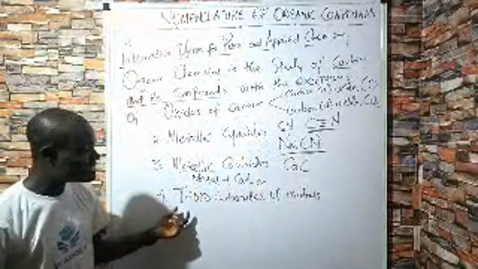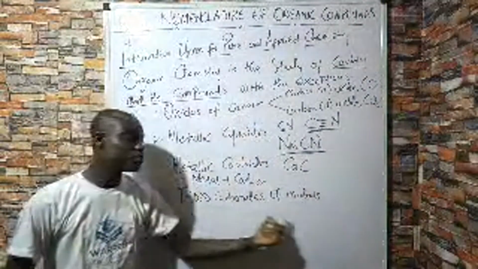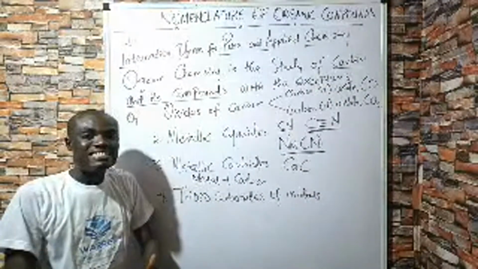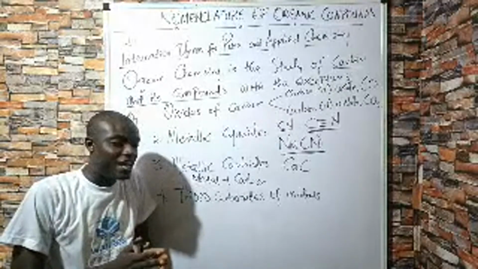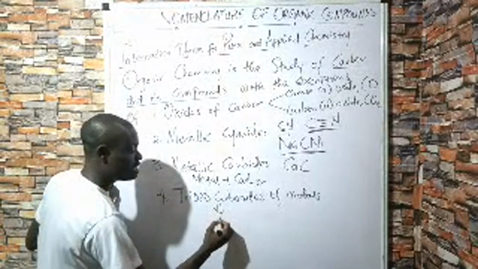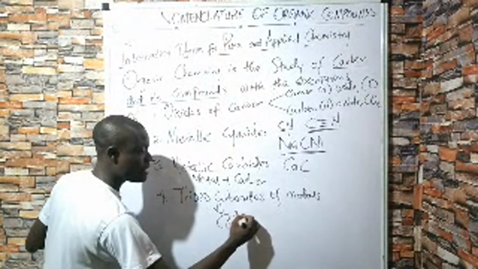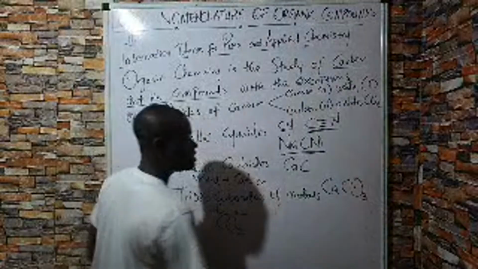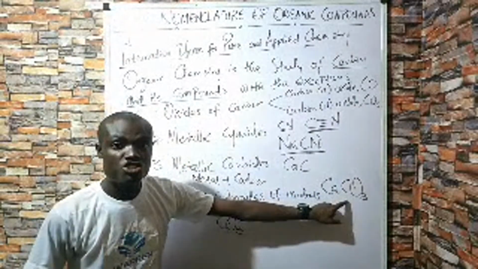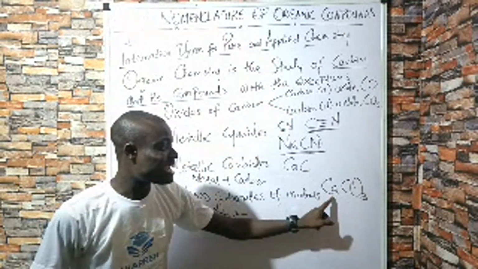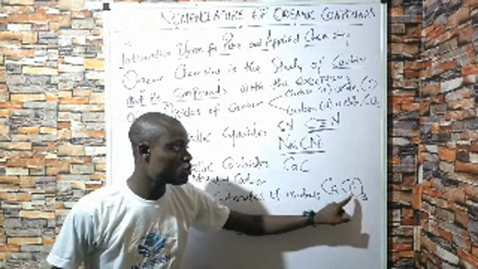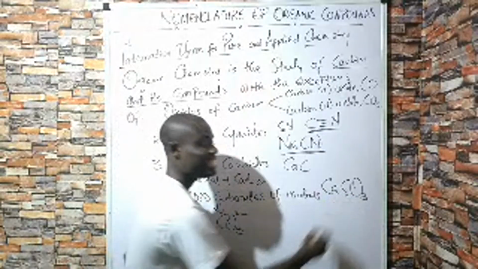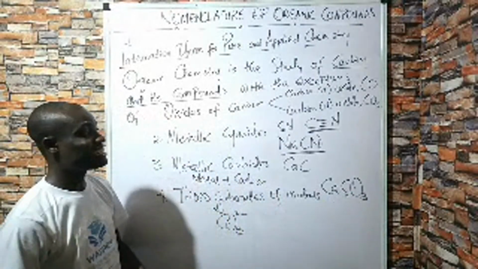Also, the last exceptions we have are what we call the trioxocarbonate of metal. Trioxocarbonates of metals are just metals attached to the trioxocarbonate(IV) ion, and the trioxocarbonate(IV) ion is CO3 2-. So in a case where we have CaCO3, this is a metal attached to the trioxocarbonate ion. So this is calcium trioxocarbonate(IV). Though this compound has carbon, it is not an organic compound, rather it's an inorganic compound.